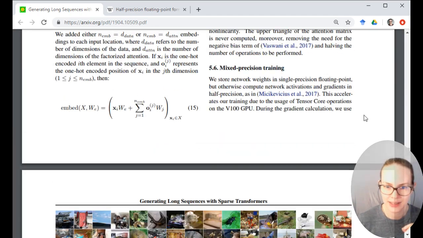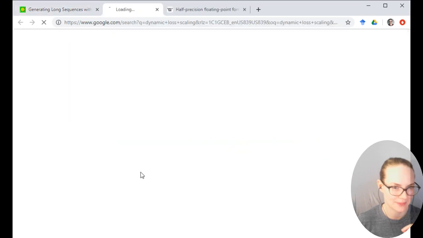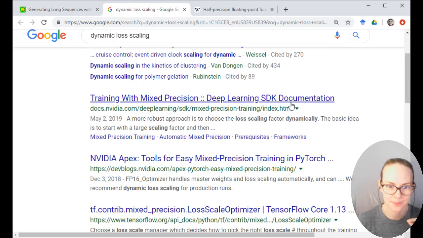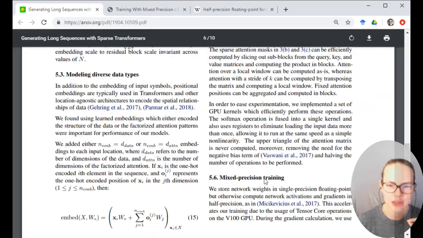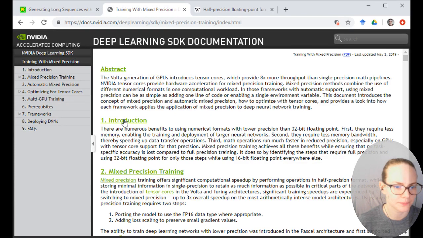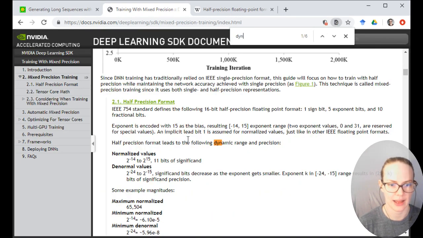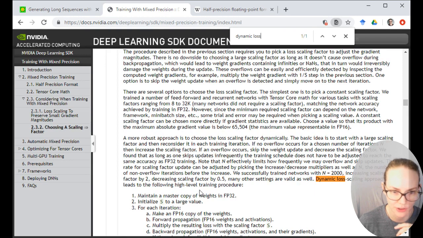What is dynamic loss scaling? Tell me more. Okay, so definitely something that NVIDIA supports. Did they say what GPUs they used? The V100. Okay. Dynamic loss scaling approach leads to following high level blah, blah, blah.